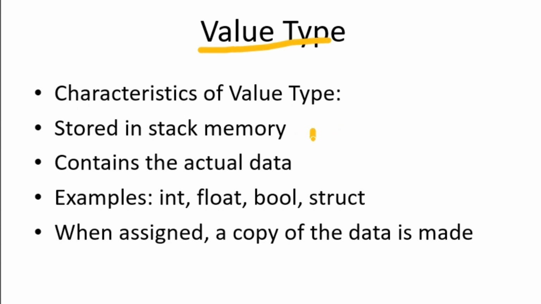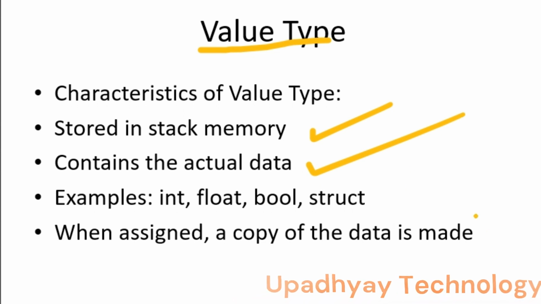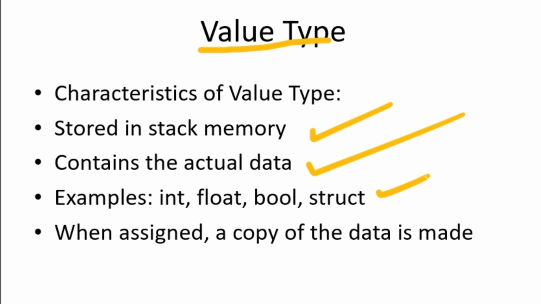Stored in stack memory. Value types are stored directly in the stack, which is faster but has limited memory. Contains the actual data. When you create a value type, it directly holds the actual data, e.g., the number 5 for an integer variable. Examples. Common value types in C# include int, float, bool, and struct.